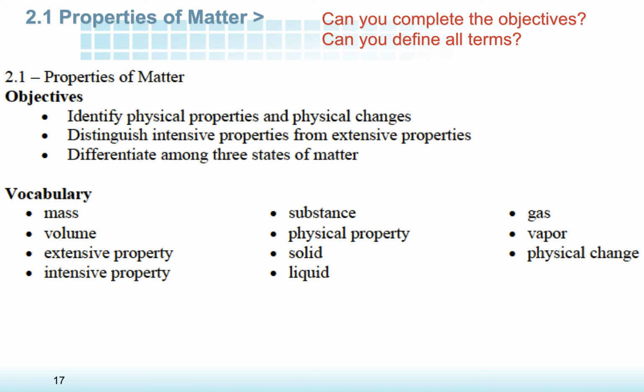Now, when you finish a section and you've gone over the notes and you've done your reading, you should always go back to the first page that shows the objectives and the vocabulary and ask yourself, can I complete these objectives? Can I identify physical properties and changes? Can I distinguish between intensive and extensive? Can I differentiate among the three states of matter? Can I give a definition for each one of those terms? If you can define each one of those terms and complete each objective, then you are ready to move on.